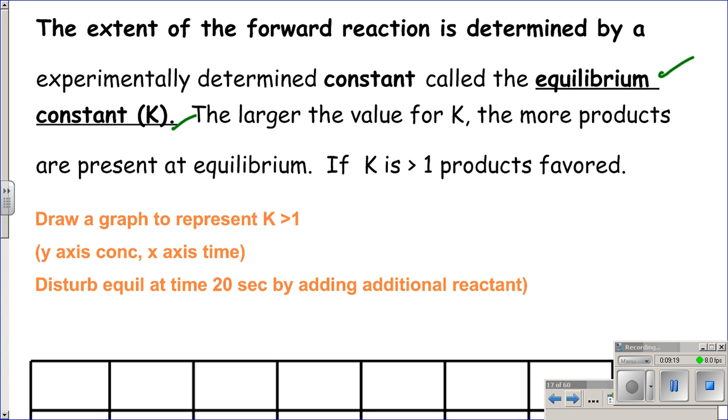Stuff like this is something you'll probably see on multiple choice questions that are more conceptual. So the extent of the forward direction is experimentally determined by this constant K. It is also a constant at a specific temperature, and that specific temperature might be given in the problem.